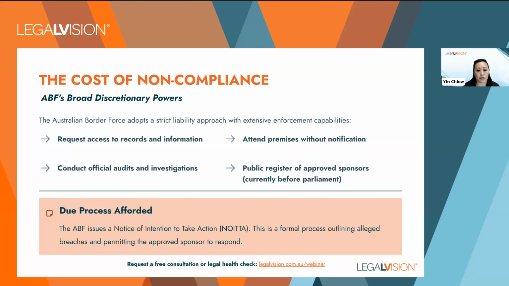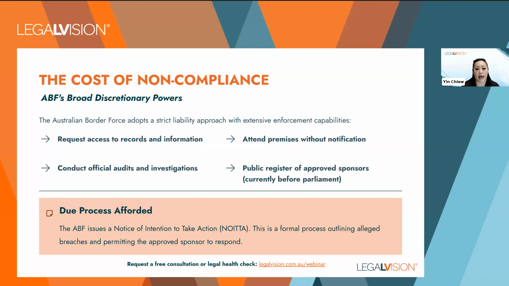Now, the Australian Border Force is the one that enforces and monitors sponsorship obligations. They obviously sit within what's called the Sponsor Monitoring Unit of the Department of Home Affairs, and they have very broad discretionary powers. That was actually widened at the end of 2023 through the introduction of a bill. Their key remit is to ensure that there's no exploitation of migrant workers. But at the same time, their role is to conduct various audits and investigations.